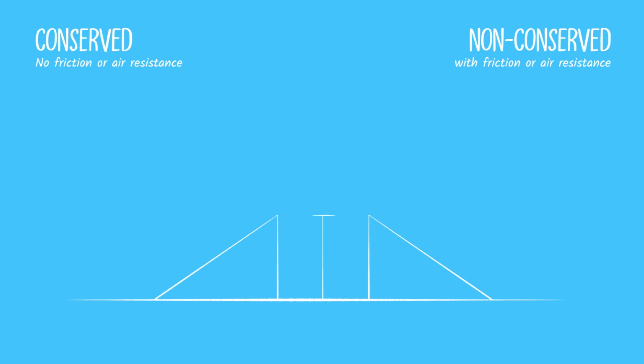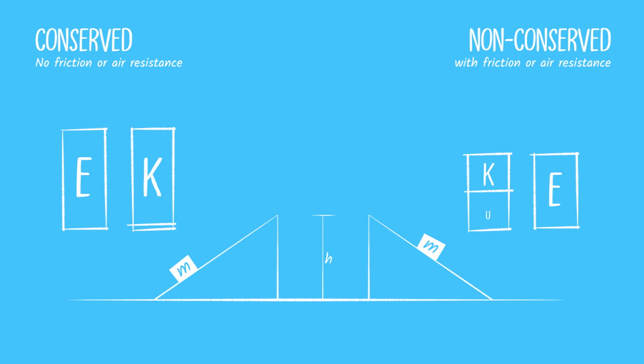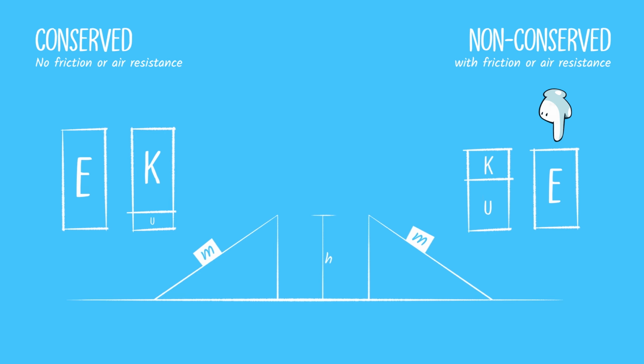Alright, let's look at another example. Here we have two identical objects on an inclined surface. On the left, there is no air resistance or friction, while on the right, both air resistance and friction are present. As we release the objects simultaneously, they start to speed up as they slide down the surface. You can see how their potential energy is converted into kinetic energy. But on the right side, the object is losing some mechanical energy due to dissipative forces. Therefore, it cannot speed up as fast as the other object.